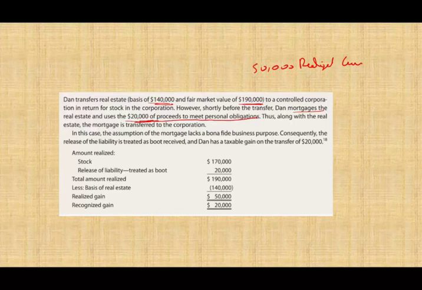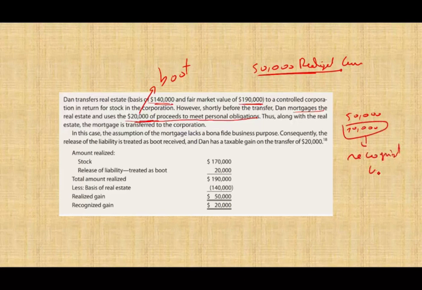Okay, personal obligation. Well, this liability now, we're dealing with a boot. So we already computed the realized gain. And what's the recognized gain? The recognized gain will be the lesser of $50,000 or $20,000. Therefore, this is the recognized gain, $20,000. Okay? So in this case, the assumption of the mortgage lacks a bona fide business purpose.